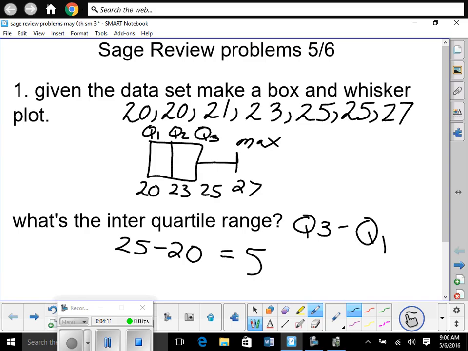Because in this one, the minimum also happens to be Q1, quartile 1. So that just happens sometimes. So 20 also happened to be the median of the lower half. Does that make sense? Okay.